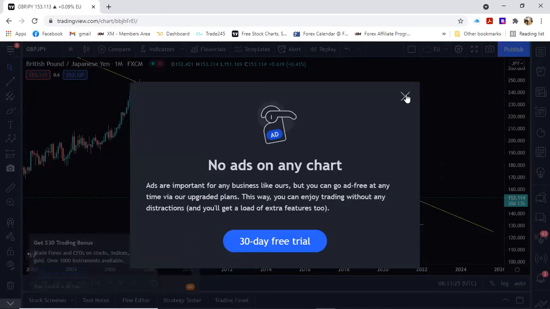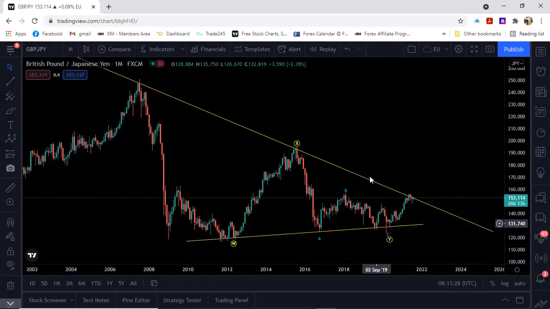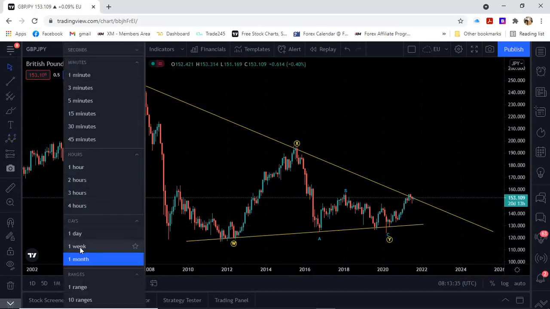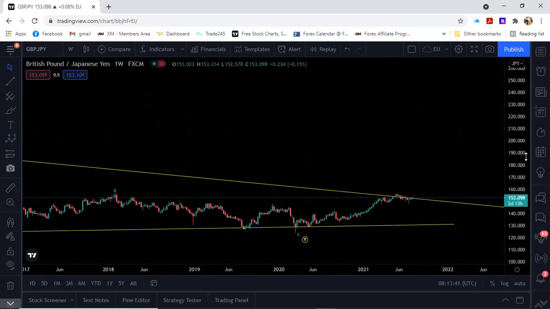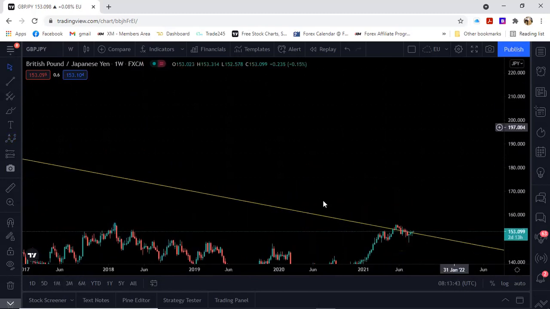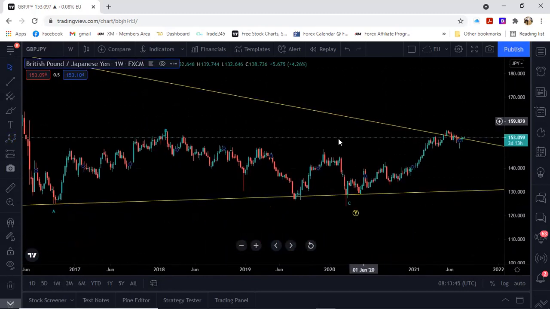So that's our monthly view. Now we are more concerned about this area. Is it going to break out or what? So we have to analyze this leg now. Is it up or down? And then we come to the weekly.